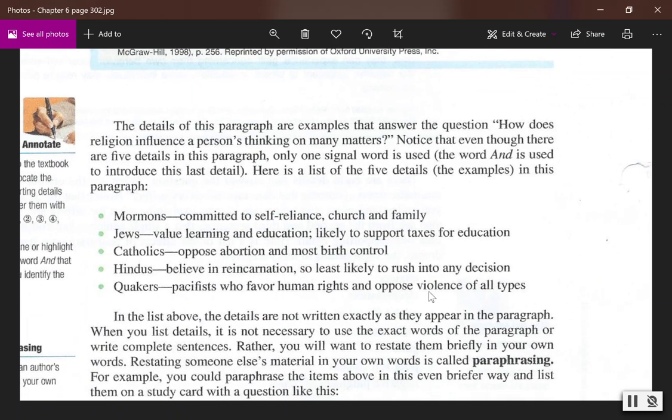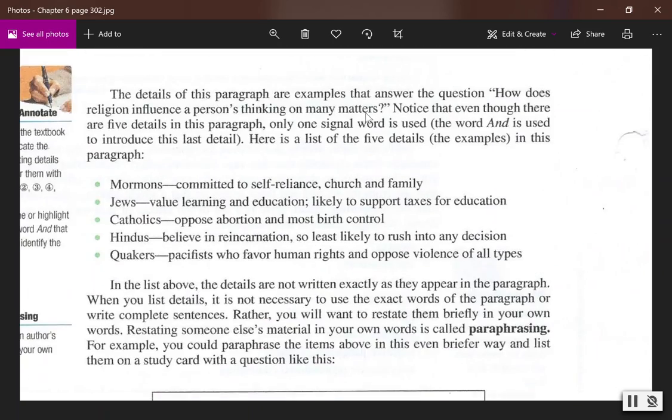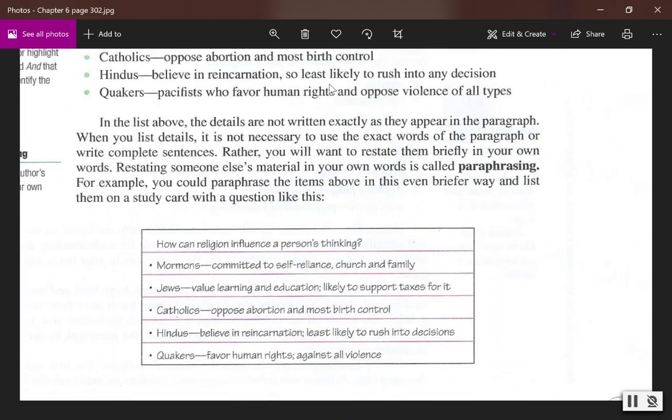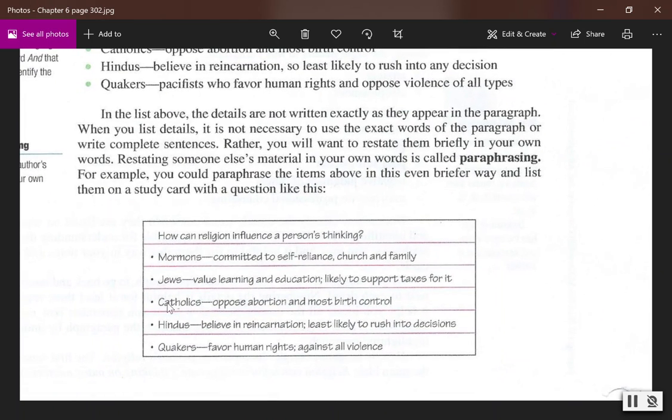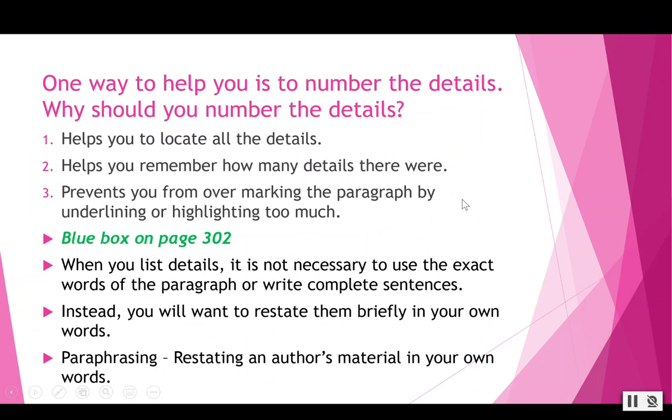So this is what you could put into your own words, it would look like this. Or if you have an index card, remember, we can turn that main idea into a question. How can religion influence a person's thinking? And here we have the answers for that. So when you list the details, it is not necessary to use the exact words from the paragraph or write complete sentences. These are your notes. So restate them briefly in your own words. And so we call that paraphrasing, where we're restating an author's material in our own words.